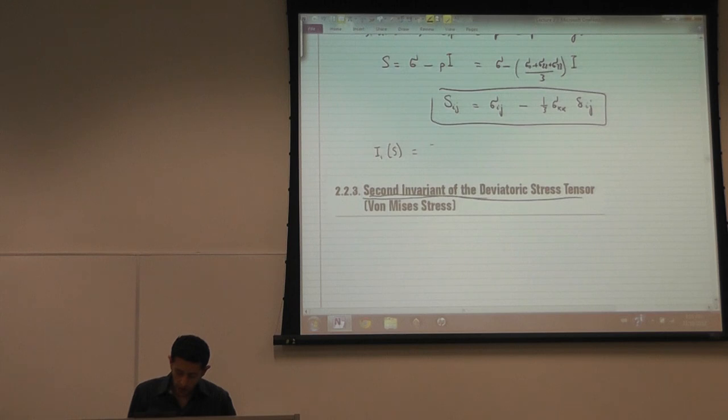I1 of S is equal to I1 of sigma minus PI, which will be equal to sigma 11 plus sigma 22 plus sigma 33 minus 3P, which is equal to 0. So this is the first invariant of S. The second invariant of S is equal to half I1 of S squared minus I1 of SS. This is zero.